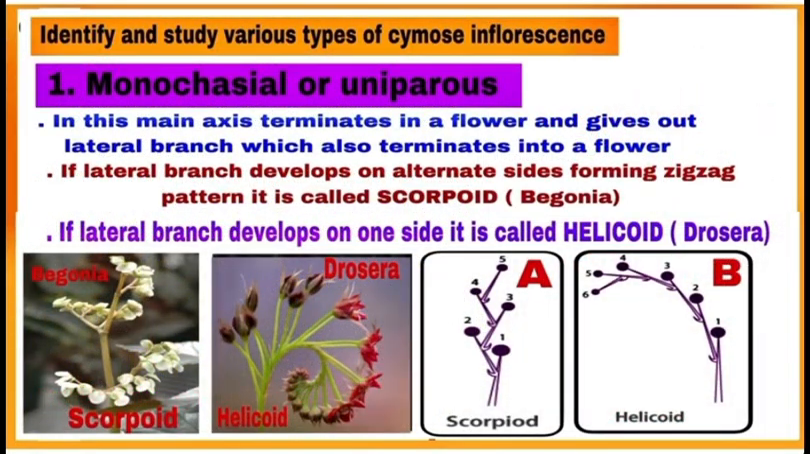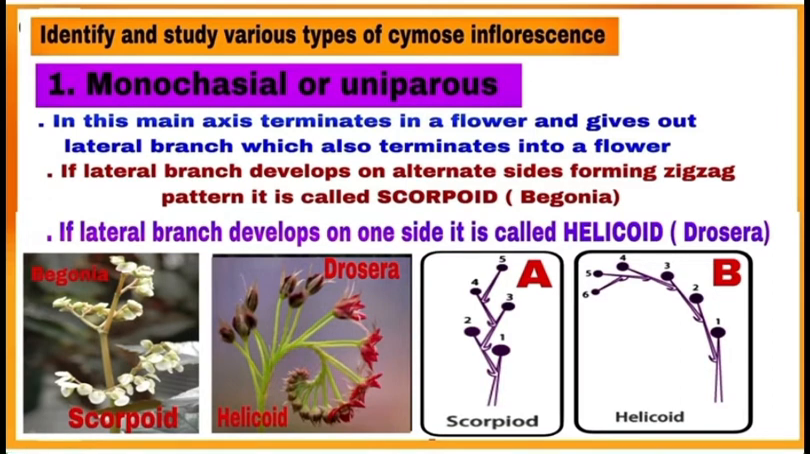Now, let us identify and study various types of cymose inflorescence in given specimens. First type is monochasial or uniparous. In this, main axis terminates in a flower. Then, main axis gives out lateral branches. These lateral branches also terminate into a flower. Check the diagram A. अगर ये lateral branches alternately develop होती हैं, one time left में and other time right में, then this type of pattern forms a zigzag pattern and is called scorpioid, as in case of begonia.